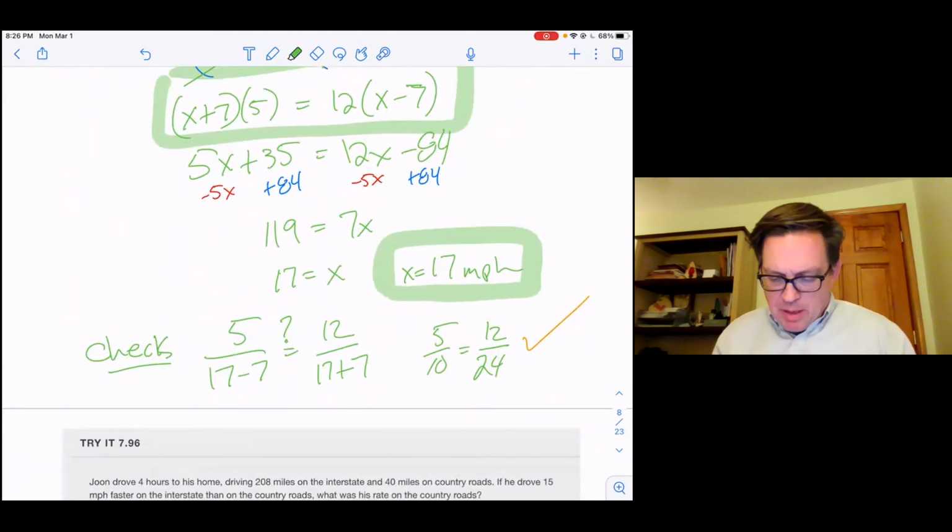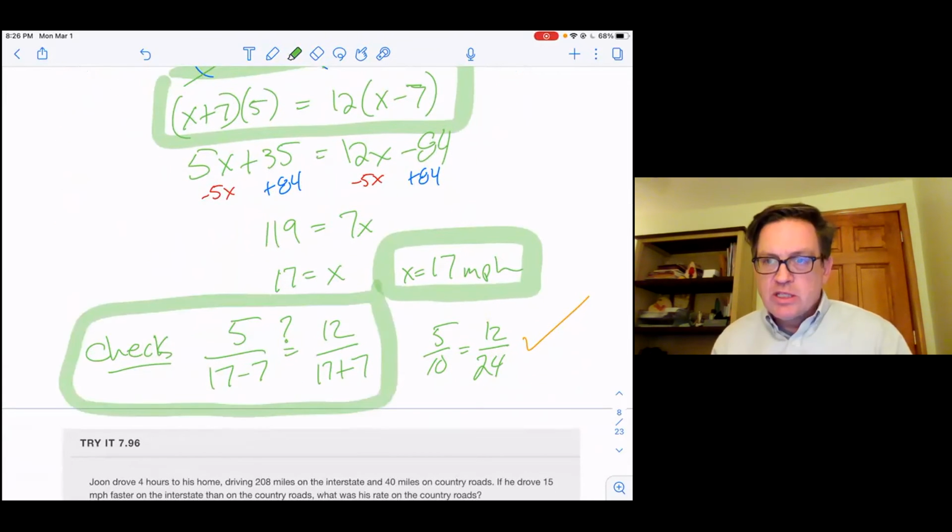Check by plugging that into the original equation in the purple box that we had. 5 over 17 minus 7, that's 5 over 10. 12 over 17 plus 7, that's 12 over 24. Those are both equal to a half. And so it works, it's true.